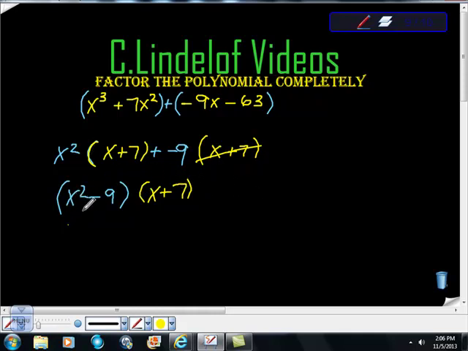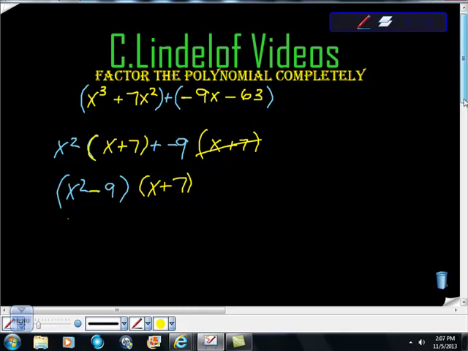Now I can just do FOIL here, right? It would be x squared times x, then x squared times positive 7, where that's right there, isn't it? After I was finished with that, I would have done negative 9 times x, but look, here it is, that negative 9 right here. And then I would have done negative 9 times positive 7, and here it is right here. So that worked out really, really good.